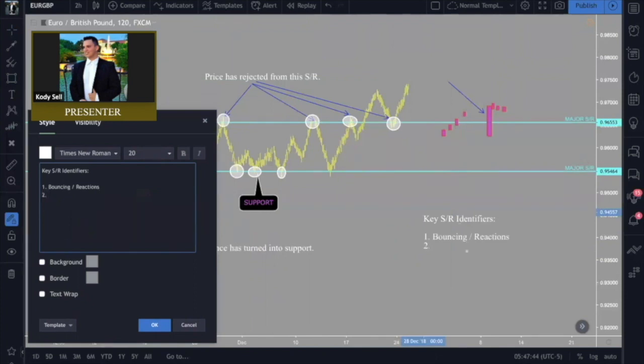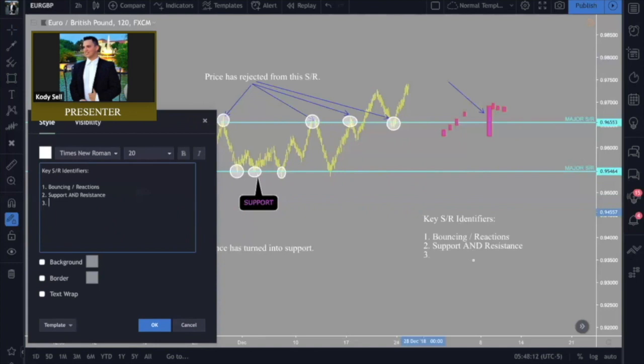The second key identifier for support and resistance is that you want to see that that support or that resistance becomes resistance or support. So you need to see that not only will a level act as support, not only will it act as resistance, it will act as both support and resistance. That tells you that that is a reliable S&R level. It's an important key barrier in the market.